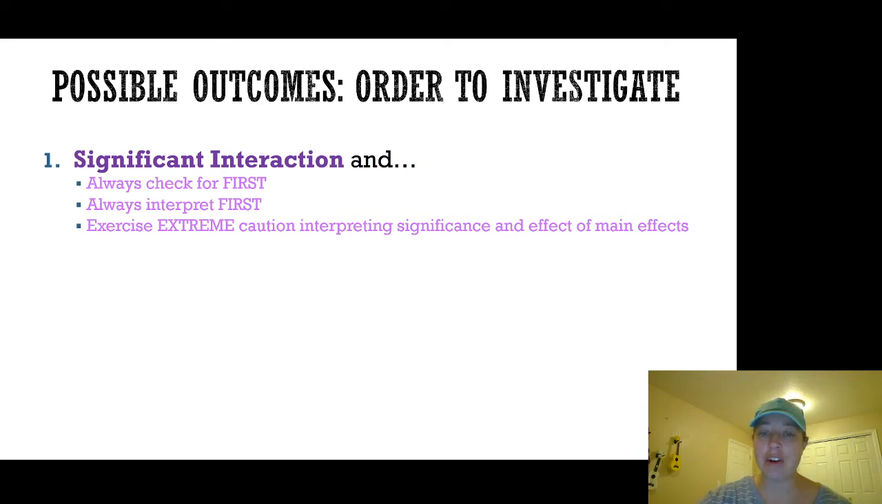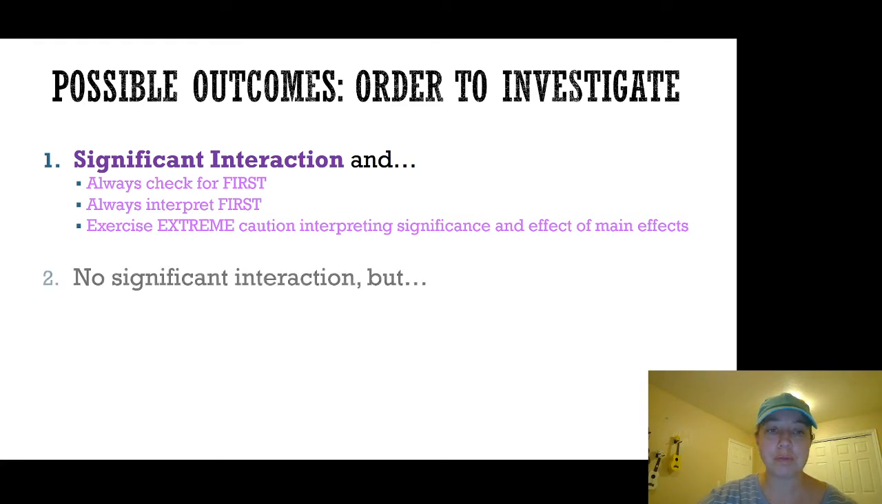If there is an interaction, be extremely careful about interpreting main effects, because remember, a main effect collapses across the other variable. But an interaction says the effect of a variable depends on the other. And so if there's an interaction, you should not be collapsing across the other variable and looking at main effects. And this is something that as a statistician I see done incorrectly a lot of times.